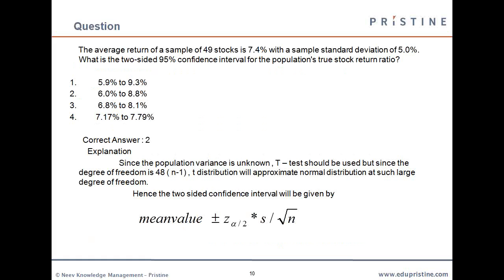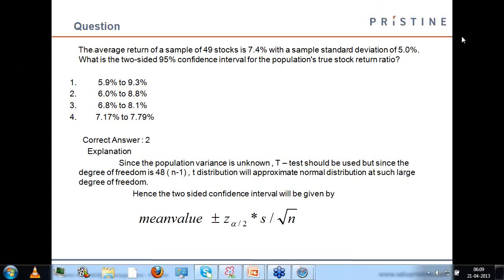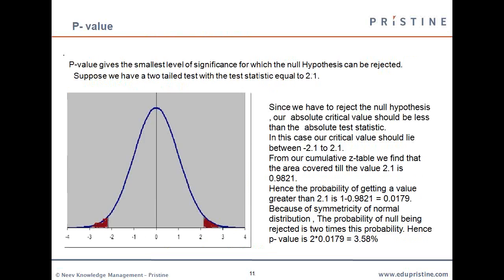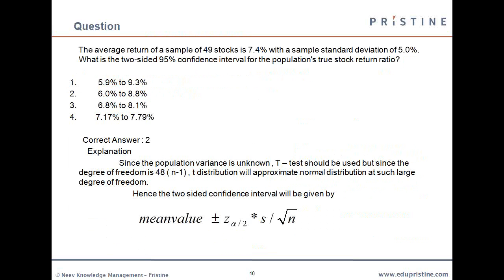Now we can attempt our second question. The average return of a sample of 49 stocks is given. It is 7.4%, and the sample standard deviation is given to be 5%. We have to construct a two-sided 95% confidence interval for the population's true stock return.